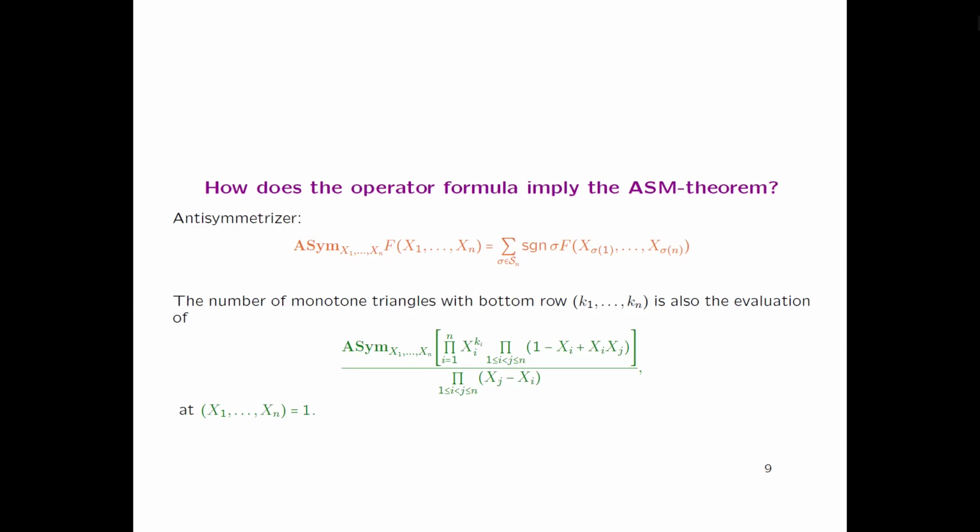So that explains the numerator. And since it's an asymmetric function, it's divisible by this product that you can see below, and it gives you a symmetric function. And if you specify xi equal to 1, then this gives you the number of monotone triangles if all xi's are equal to 1. So that's another formulation of the operator formula.